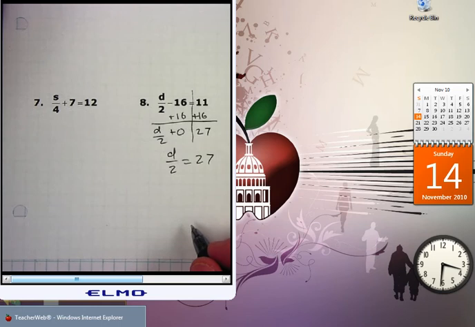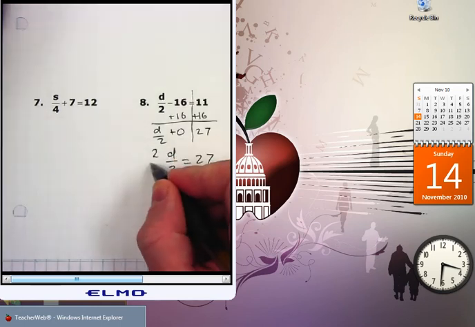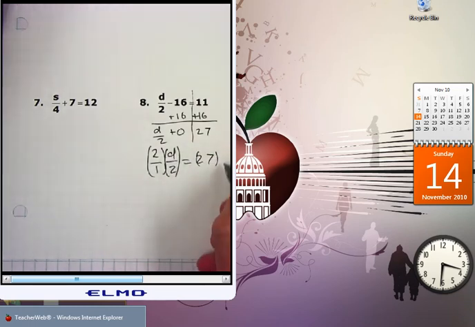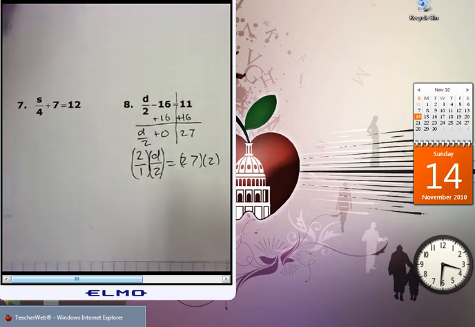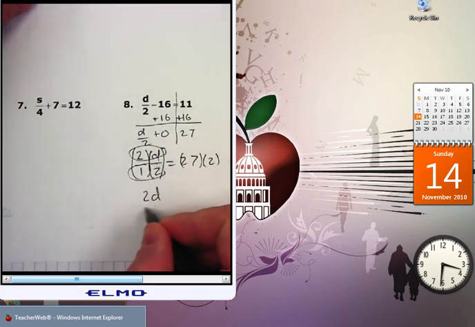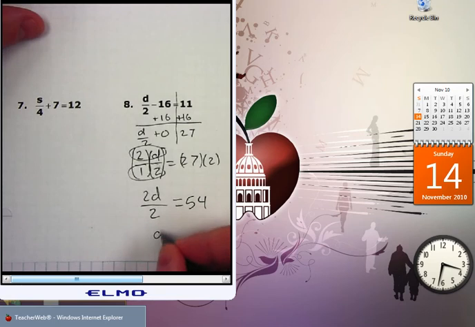Now I'm going to undo that division by multiplying by 2. d over 2 is a fraction, so I'm going to represent my 2 as 2 over 1 times d over 2. And then on the other side, we're going to have to multiply by 2 also. You have to do the same thing on both sides of the equation. So 27 times 2. Now top times top, bottom times bottom. 2d is 2d, 1 times 2 is 2, and then on the other side 27 times 2 is 54. Now look at this fraction. 2 divided by 2 is 1, so that just leaves us with d equals 54.